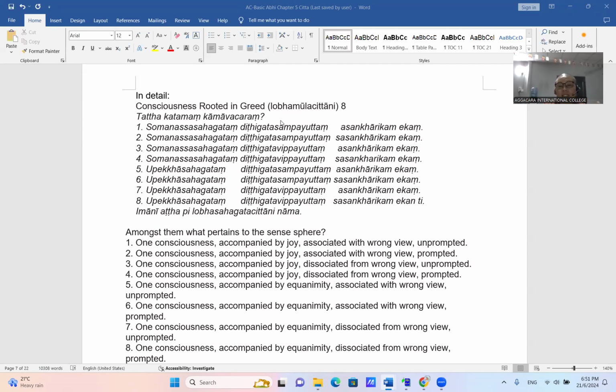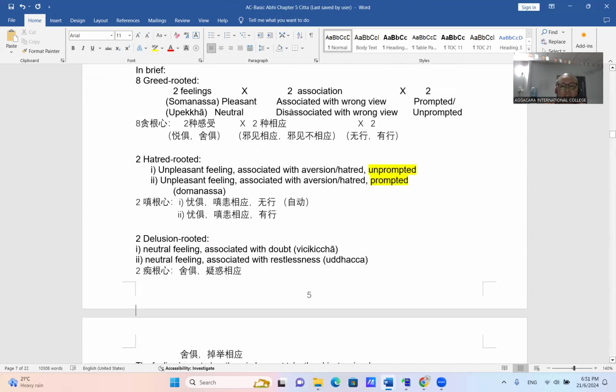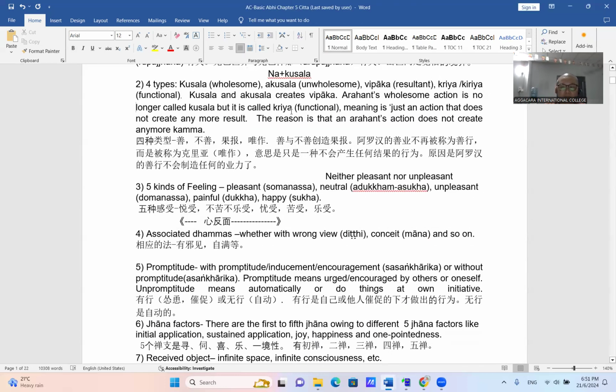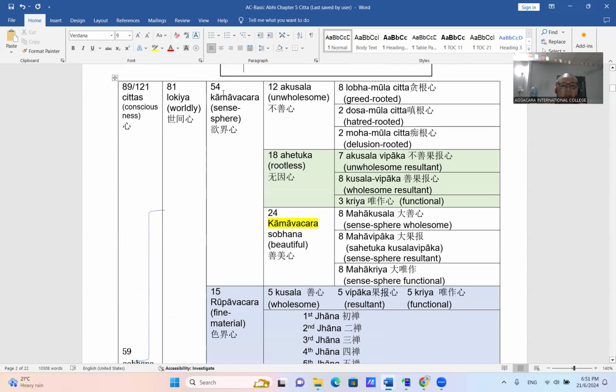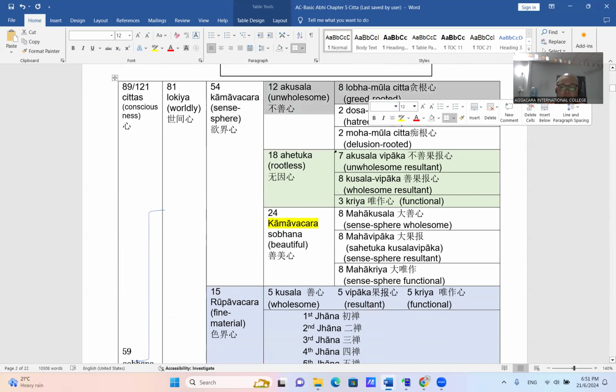Kamavacara. So we are talking about the Kamavacara. We are still in the sense sphere, all right? So why is it in the Kamavacara? You just have to refer back to the chart just now. We are still in the Kamavacara, all right? So in the Kamavacara, he starts to explain about this. There are 8 lobha-mula.